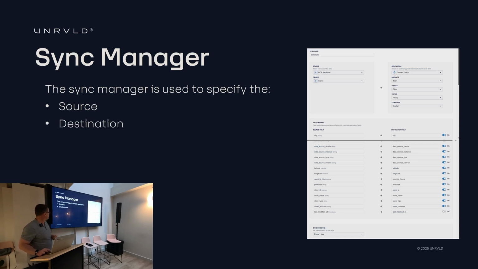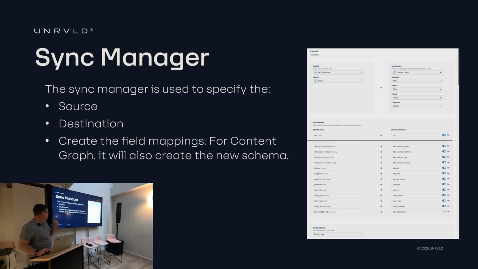I've kind of gone through that. So for the destination, we define the field mappings in content graph. We'll create a new schema if needed.